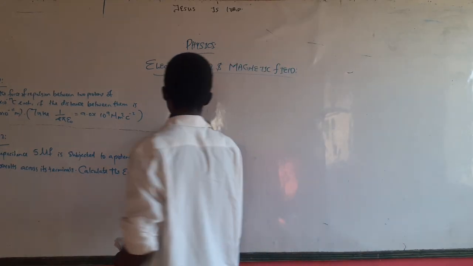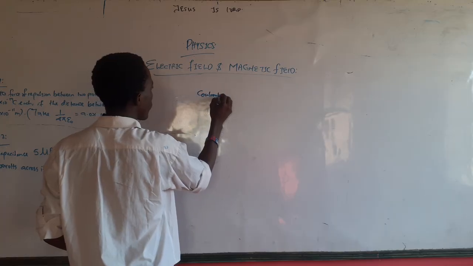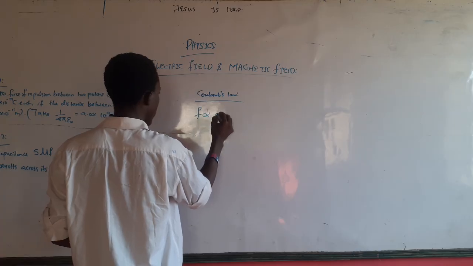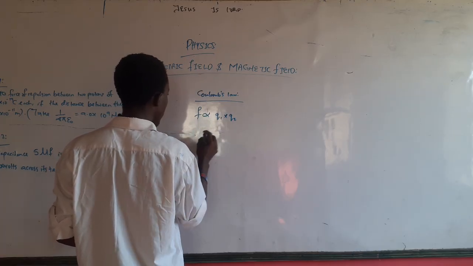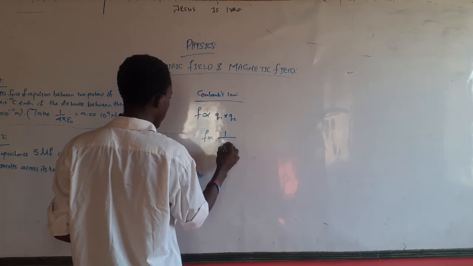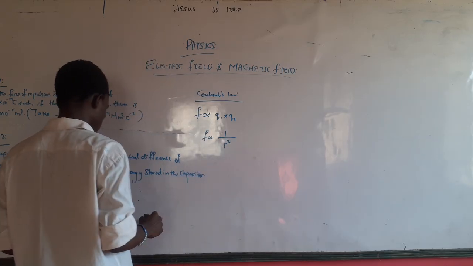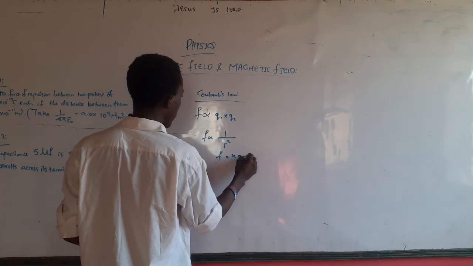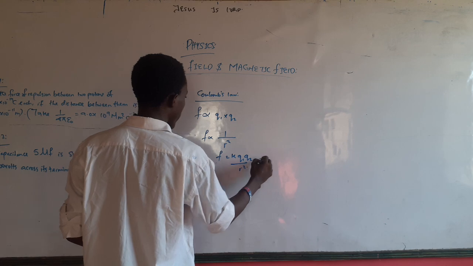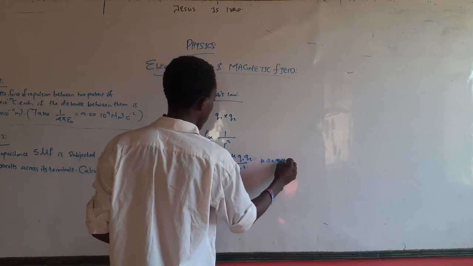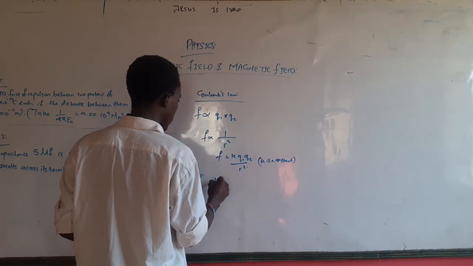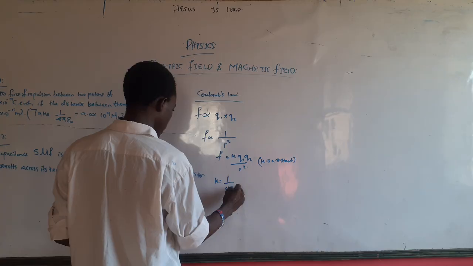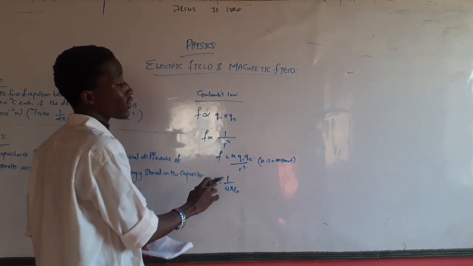Under Coulomb's law, we have F is directly proportional to the multiplication of charges, and F is inversely proportional to the square of the distance between them. When you join them together, you have F equals K Q1 Q2 over r squared. K is a constant. The constant is always given as 1 over 4 pi epsilon naught. You just need to know this.